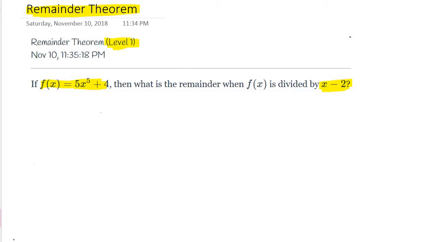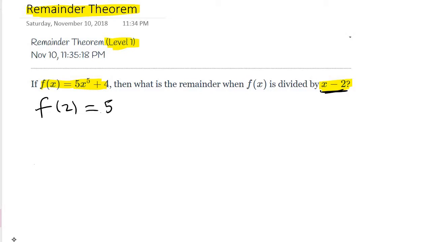The fast way to do it is to apply factor theorem. That means that if we do f of 2, the answer that we get will be the remainder. If it is 0, then x minus 2 is a factor. If it's not 0, that means there's going to be a remainder. So let's try to plug in. We're just going to plug in 2.